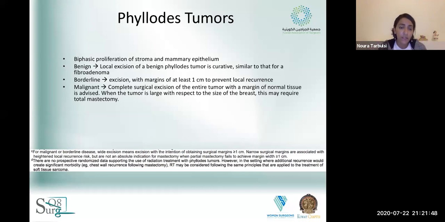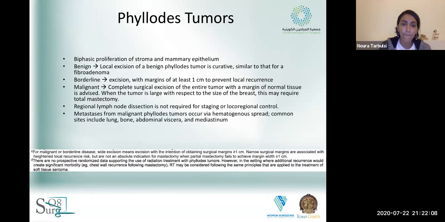If they get a recurrence, then at that time you will discuss with them that you already had a big tumor and you removed as much margin as you could and now they have a recurrence, then you offer mastectomy. But don't go for a mastectomy on a negative margin. If it was negative, but not 1 cm, it's fine, just follow it. Usually it doesn't go to the lymph node, so nodal assessment is not necessary.